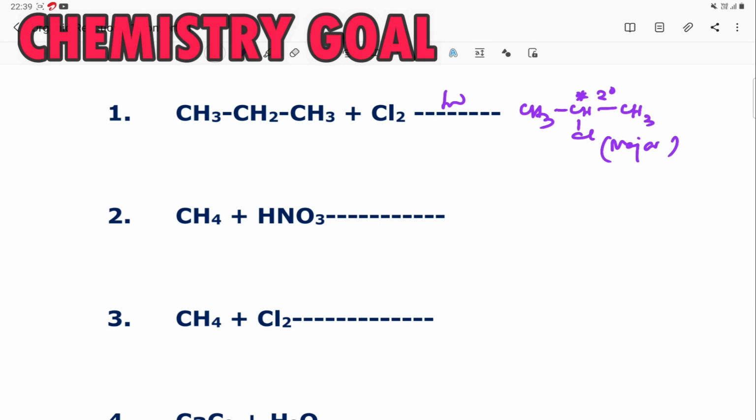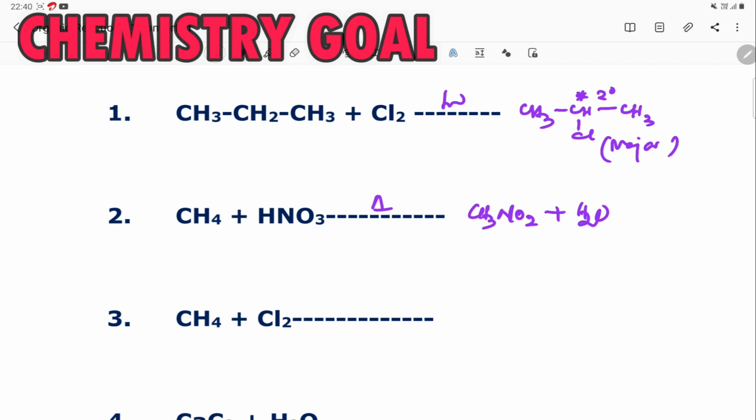Then second question, methane plus nitric acid when heated, because alkanes are generally very inactive, they are inert, they are called paraffin. But in presence of concentrated nitric acid, methane when heated produces a substituted product, that is nitromethane. Main product plus water, this is the side product.